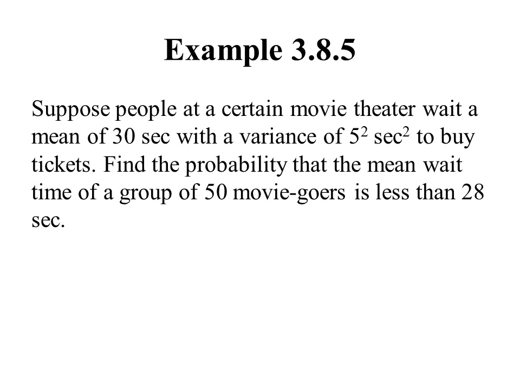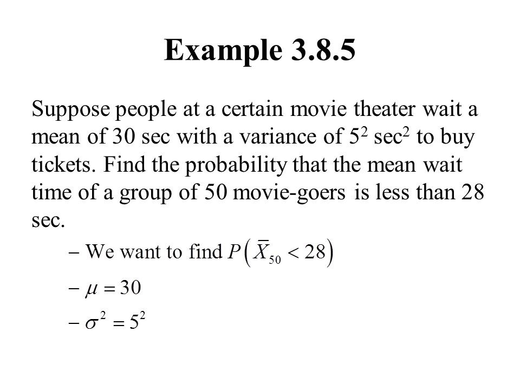Okay. So to illustrate an application of the central limit theorem, suppose people at a certain movie theater wait a mean of 30 seconds with a variance of 5 squared, seconds squared, to buy tickets. Find the probability that the mean wait time of a group of 50 moviegoers is less than 28 seconds. Okay. And so whenever we see a problem that asks for a probability of a mean, that tells us we're dealing with the central limit theorem.